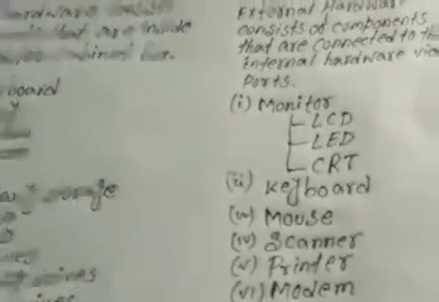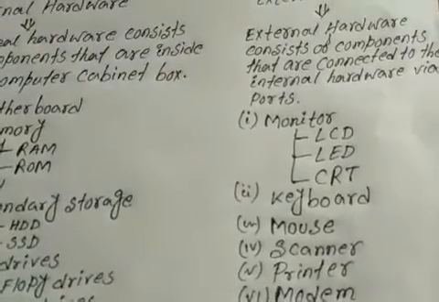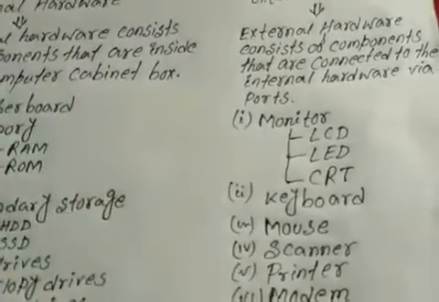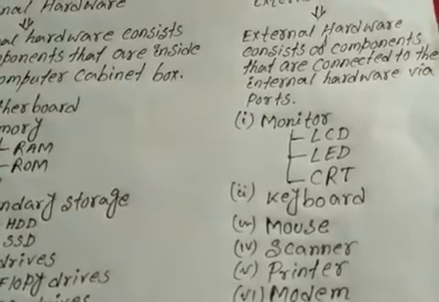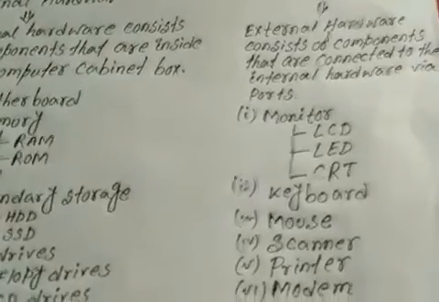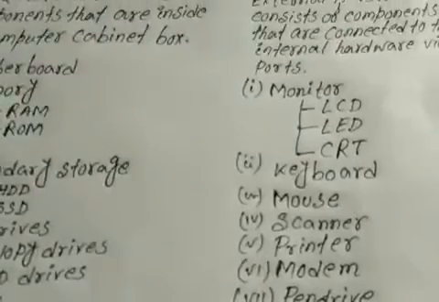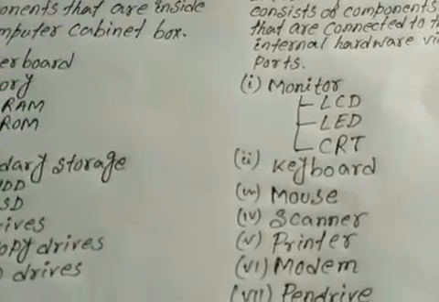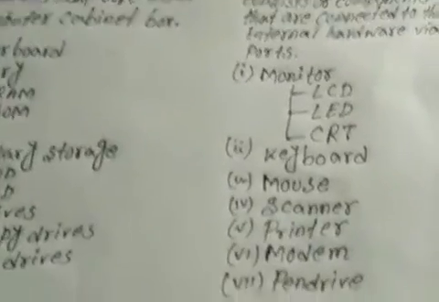Then mouse. The mouse is used to point at and choose from the things displayed on the monitor. This can be done by clicking or double clicking the left mouse button. Then scanner. It reads text and pictures from the page directly and changes them into a form that a computer can understand.